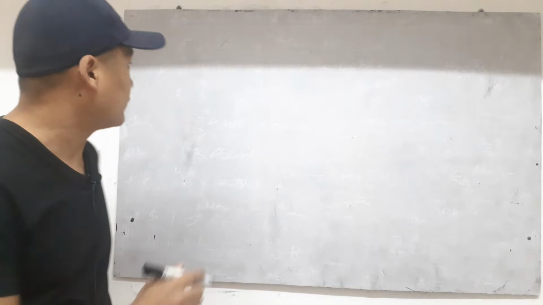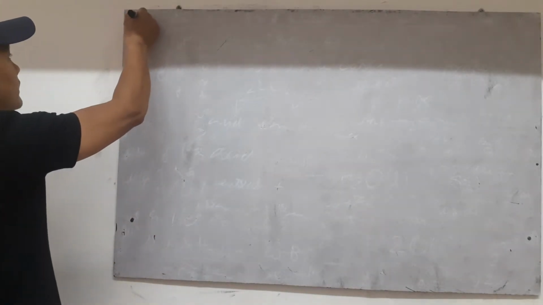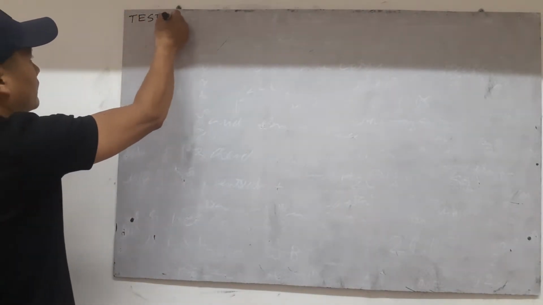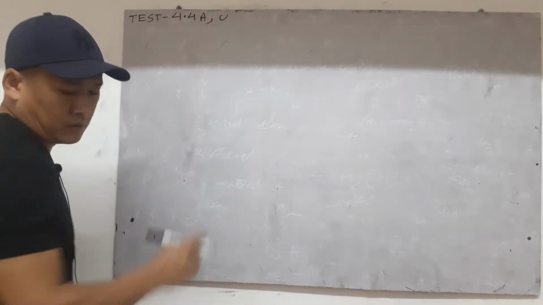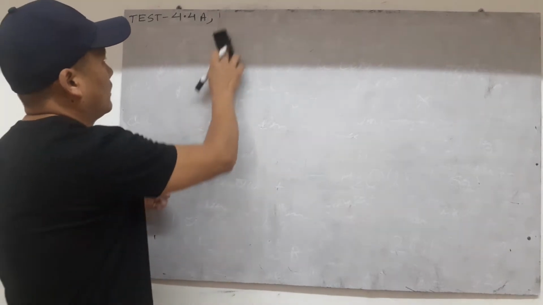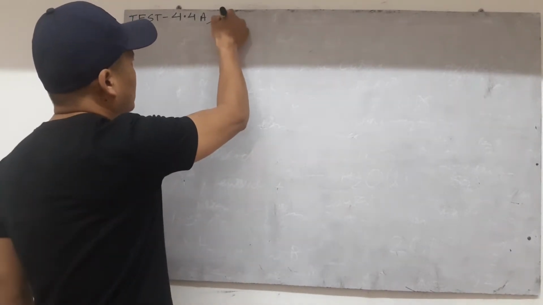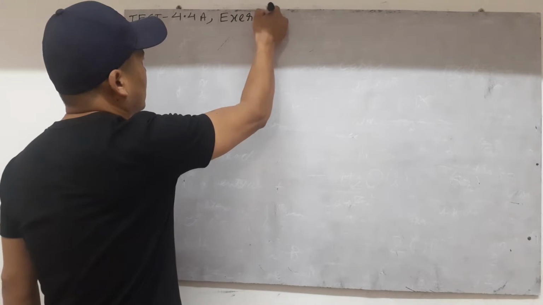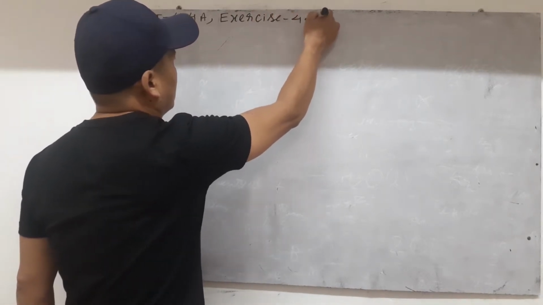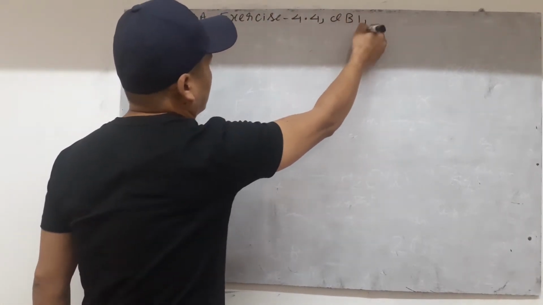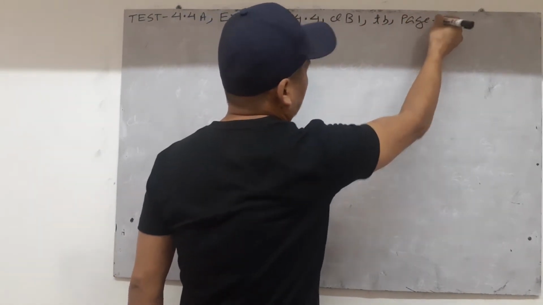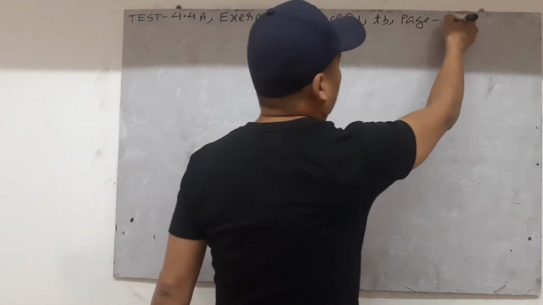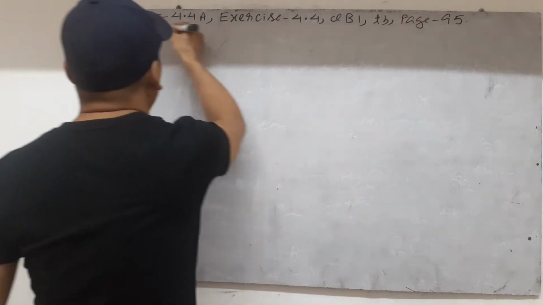Okay, so the next test, new exercise 4.4. The first test, write along with me, test 4.4A. This will cover, starting with exercise 4.4, question B1. We'll find this in textbook page 95. Okay, write along with me the portions as well.